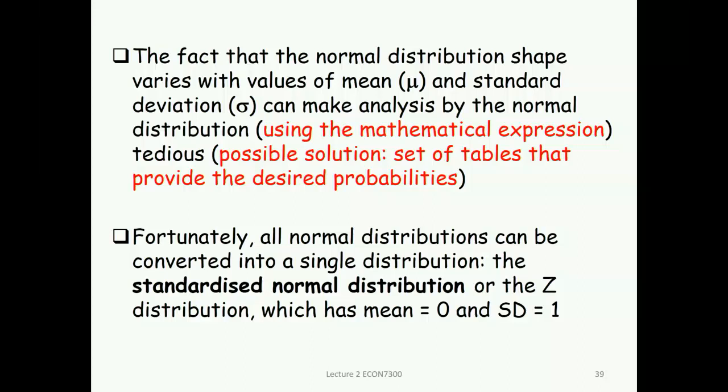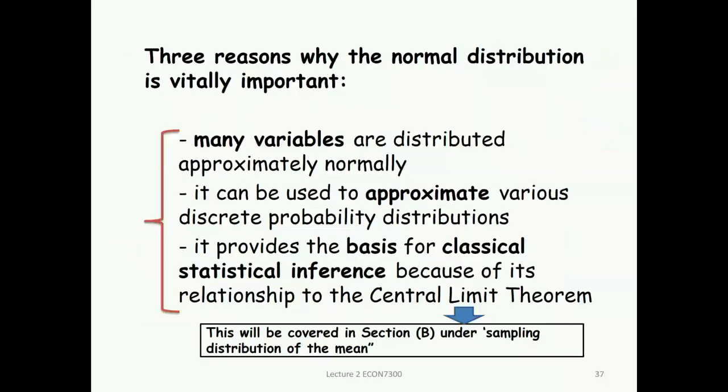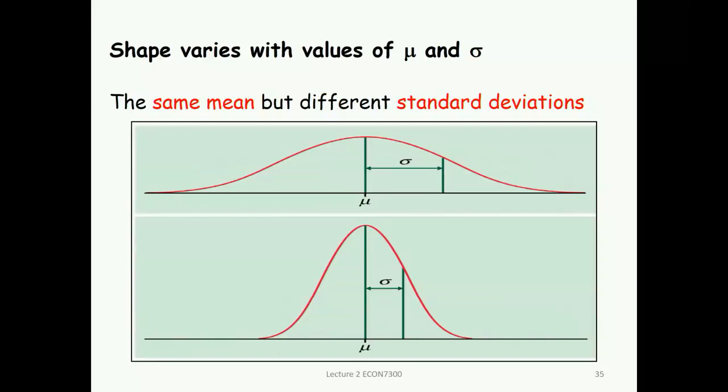A possible solution is a set of tables. But again, how many tables? As I told you, mean 5, standard deviation 3, one table. Mean 2, standard deviation 7, another table. How many tables? That's also difficult. Fortunately, we could use a standardized normal distribution. This is a normal distribution, but we could standardize it. Every shape could be standardized.